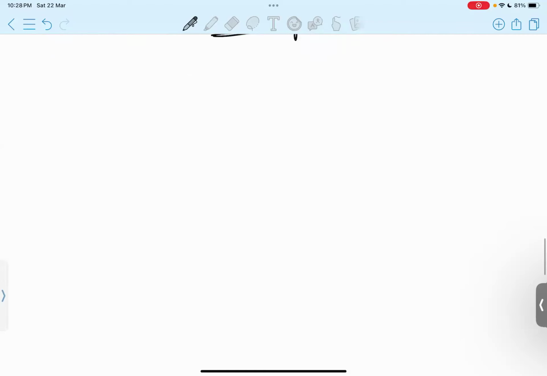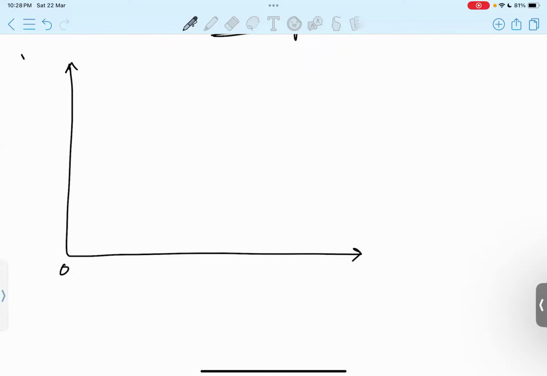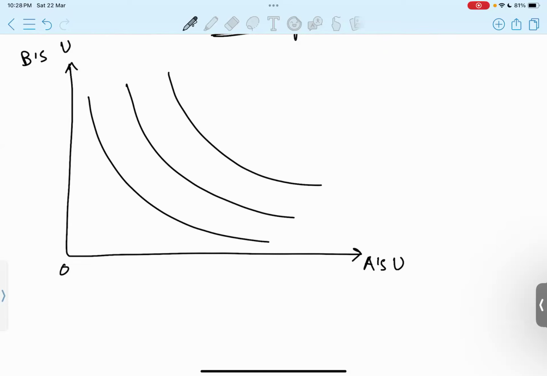And graphically, we can represent this social welfare function. On the y-axis, we have B's utility. On the x-axis, we have A individual's utility. So we assume there are two individuals in the society, and we draw their social welfare curves. So welfare curves 1, 2, 3, and 4 that we have drawn. So we'll draw 2 points.